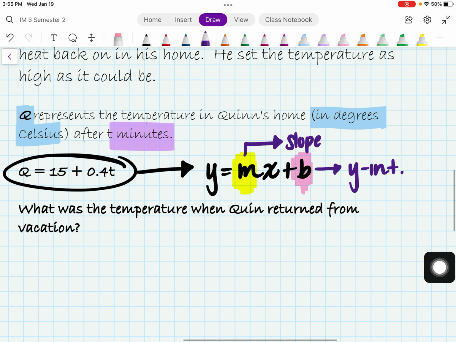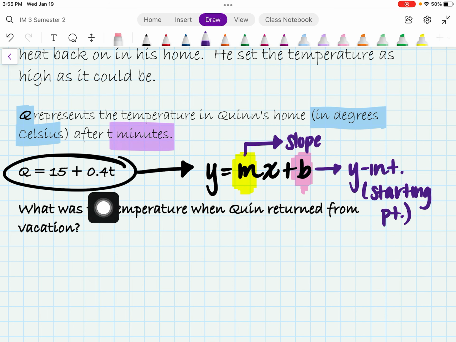So if we base it off of this one here, I could say that the y-intercept, which represents the starting point, is 15, and then our rate of change would be 0.4. So that's how much it increases each minute that goes through.